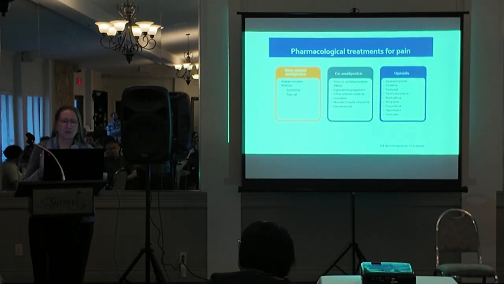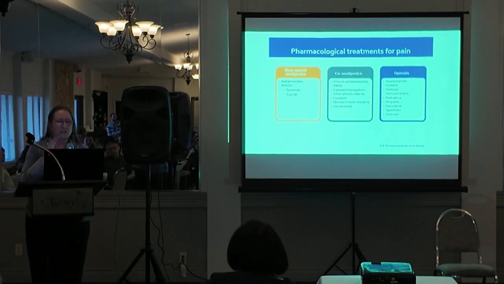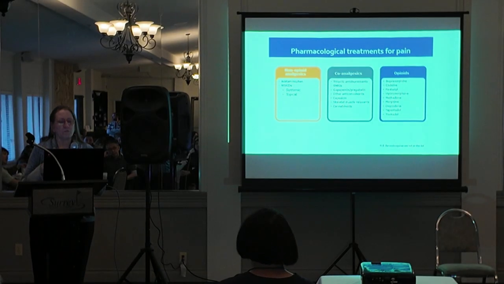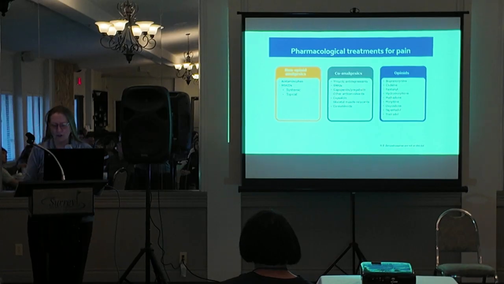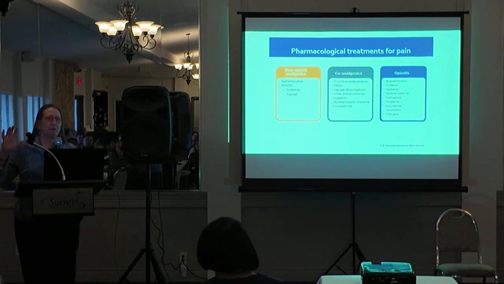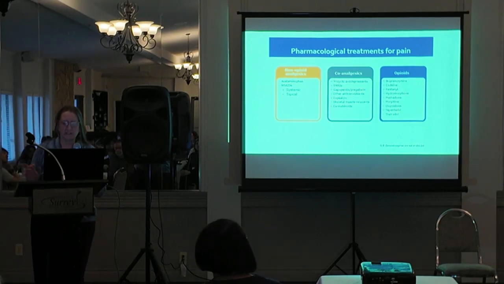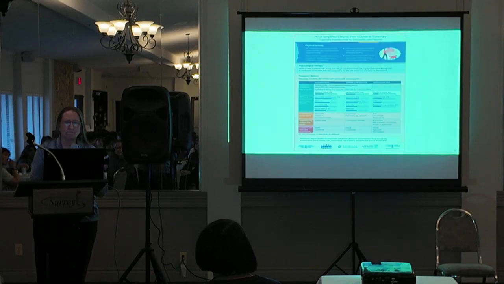Then if we look at pharmacological treatments for pain, there are the non-opiate analgesics, both acetaminophen and NSAIDs, both topical and systemic. There are co-analgesics: the tricyclics, the SNRIs, the gabapentinoids, other anticonvulsants, capsaicins, skeletal muscle relaxants, and cannabinoids. And then there are opioids, so you can see all the opioids on the list. I'm going to go through different types of pain and different medications that work for different types of pain in a second.